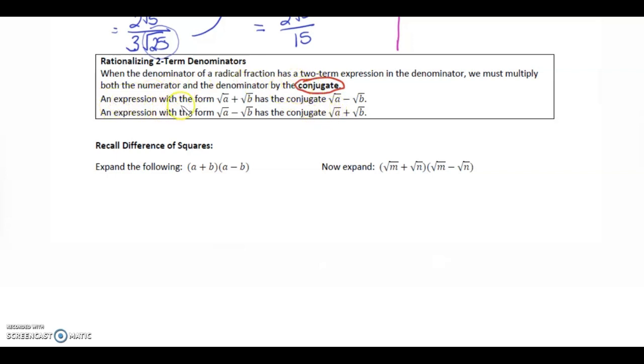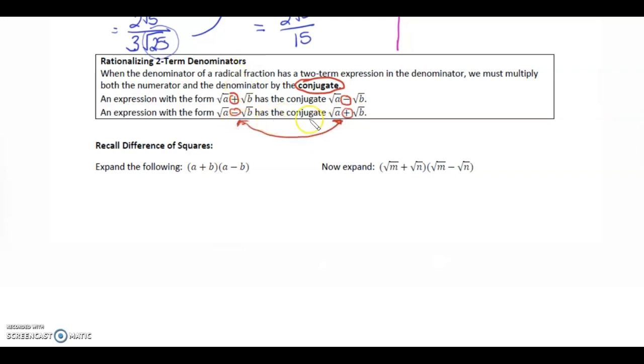A conjugate is an expression. So an expression with the form root a plus root b would have the conjugate root a minus root b. All that's changing, the first and the second term are the same, all that's changing is that middle sign. So from positive to negative, or if you had root a minus root b, the conjugate would be root a plus root b. Okay, all that's changing is this sign.